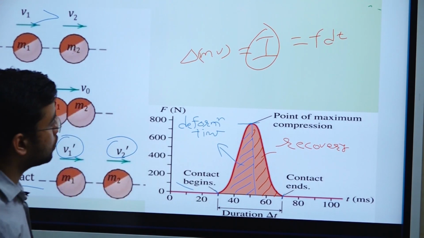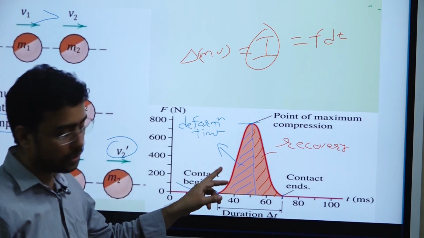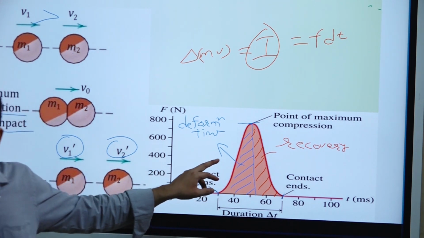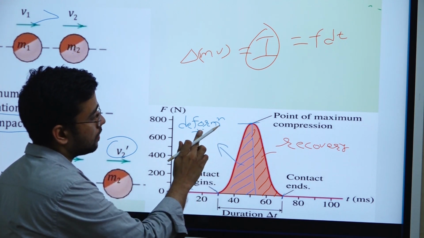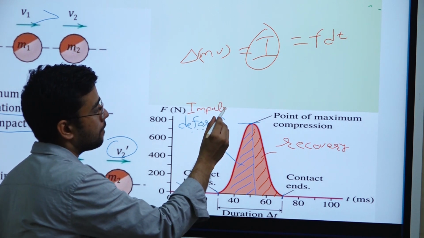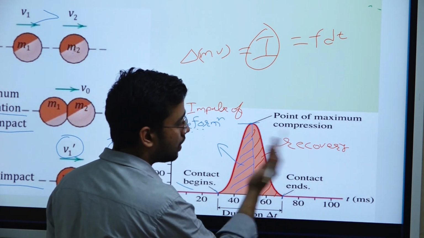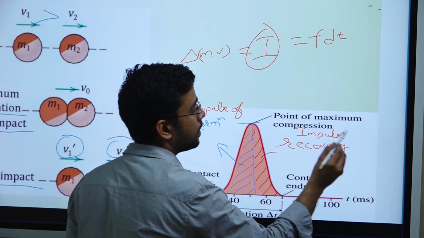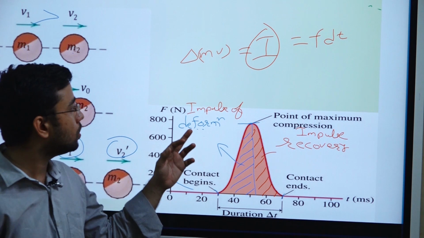You can say the half of this area in which it is deforming, we can call the impulse of deformation. And this area, the later half, we can call the impulse of recovery, right.